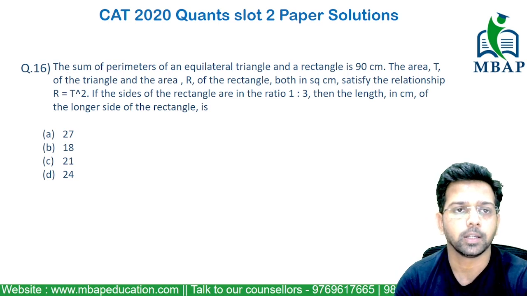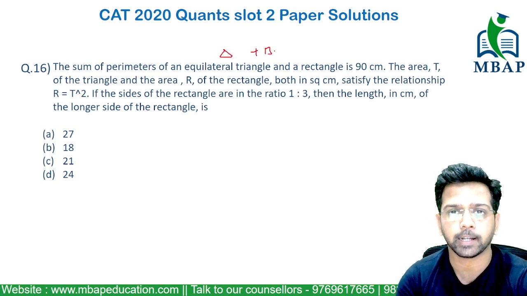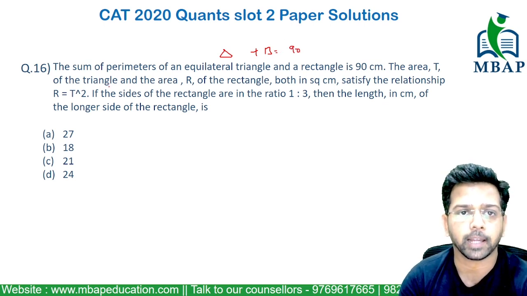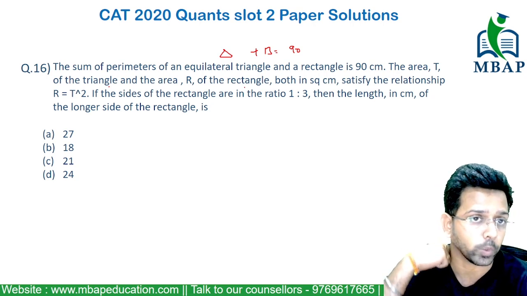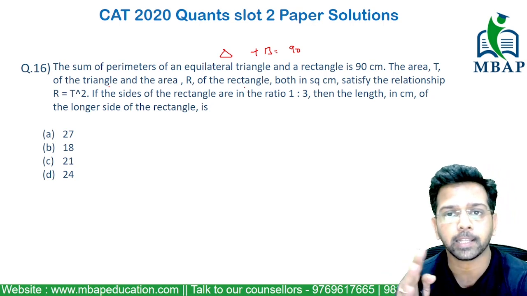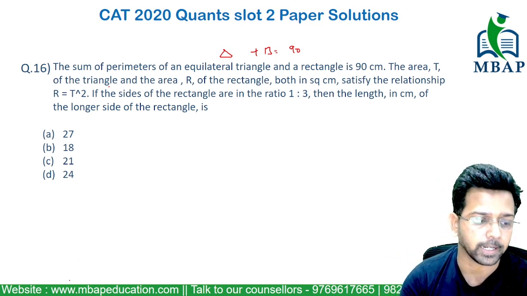The question says the sum of perimeter of an equilateral triangle and that of a rectangle has been given to you as 90 centimeter. The area T of a triangle and R of a rectangle have a relationship which is R is equal to T squared. If the sides of a rectangle are in the ratio of 1:3, then the length of the longer side of the rectangle has been asked to me.